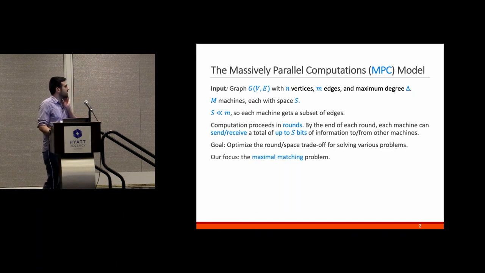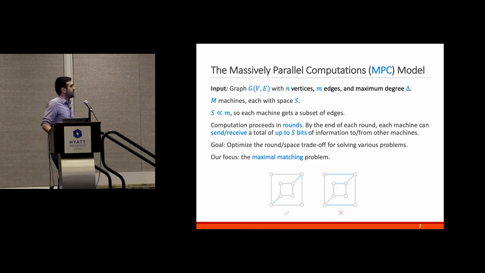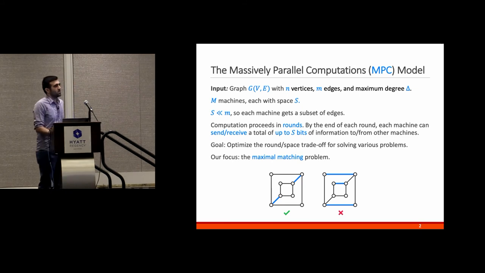So our focus is on the maximal matching problem, and I emphasize the maximality. The matching on the left here is a maximal matching, but the matching on the right is not maximal because you can add an edge to it.